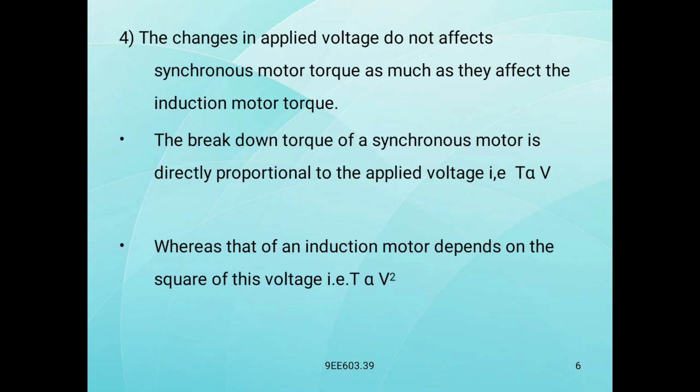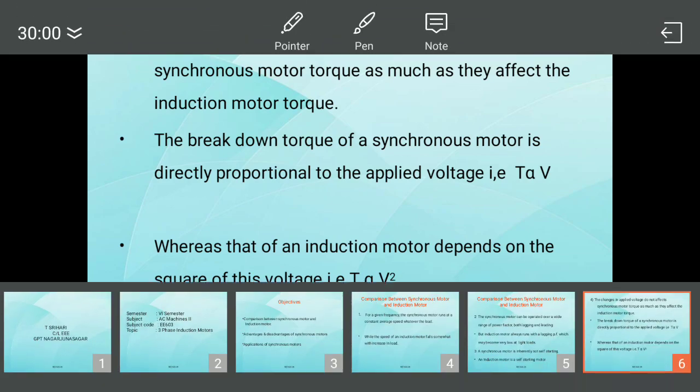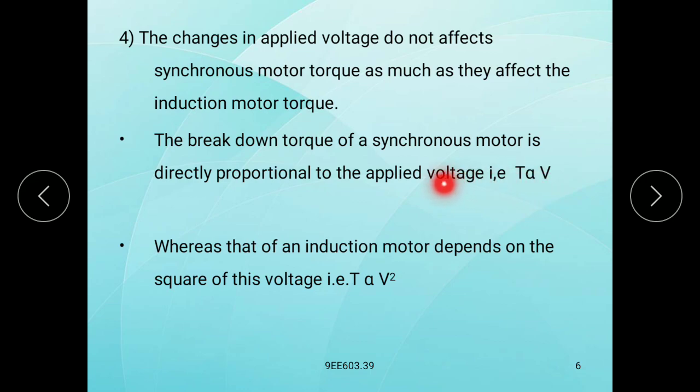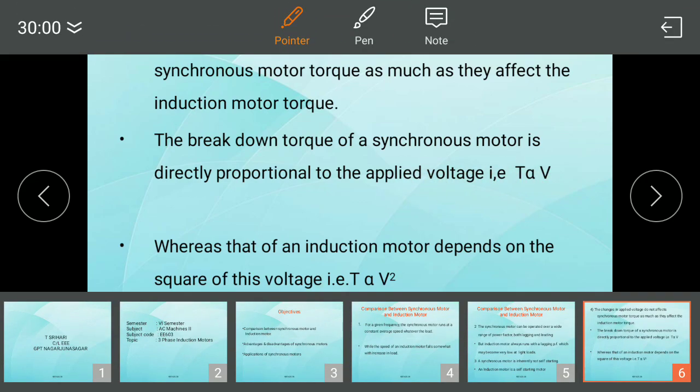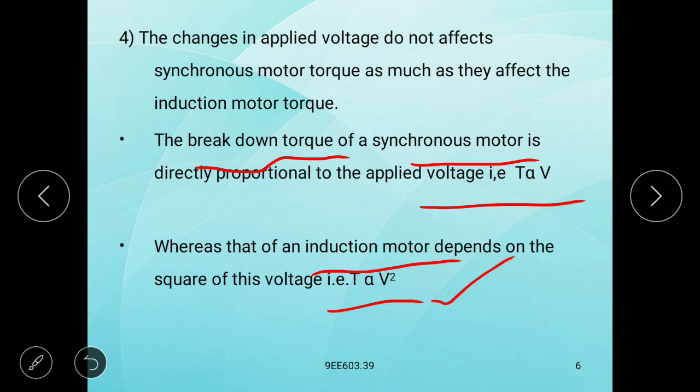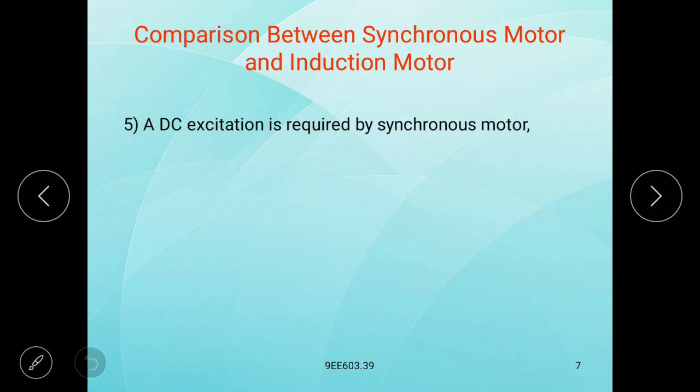So what it's saying here is that the breakdown torque in a synchronous motor is proportional to the applied voltage, T proportional to V. In an induction motor, torque is proportional to V square. That is the difference. So, comparison.